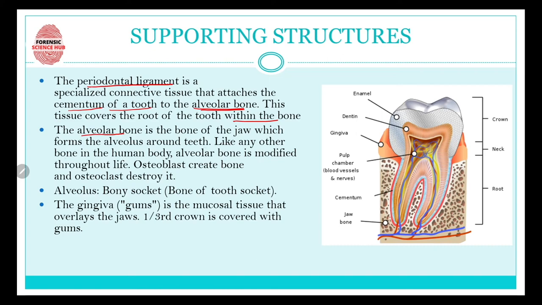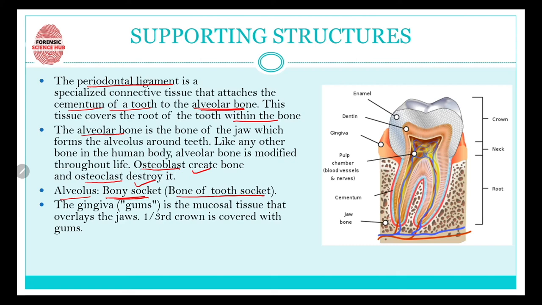Like any other bone in the human body, alveolar bone is also modified throughout the life. It is formed and it is destroyed. Osteoblast cells create bone, whereas osteoclast cell destroys it. Alveolus is also known as bony socket. It is the bone of the tooth socket in which all the teeth are embedded.